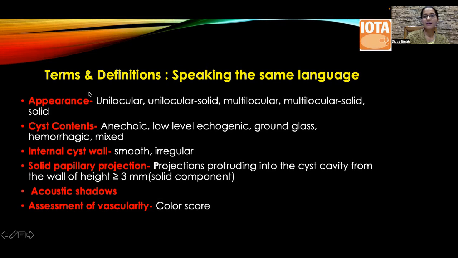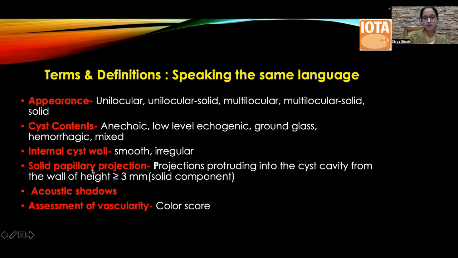So whenever we see a mass in the adnexa, based on its appearance, we can characterize it as being unilocular, unilocular solid, multilocular, multilocular solid, and solid. If the lesion is a cyst, then we need to see its contents and describe them, which may be all black, that is anechoic, low level echogenic, ground glass, hemorrhagic, or mixed. Then we'll need to look at the cyst wall on its inner side, and this cyst wall can be smooth or regular, or it can be irregular due to presence of solid components.